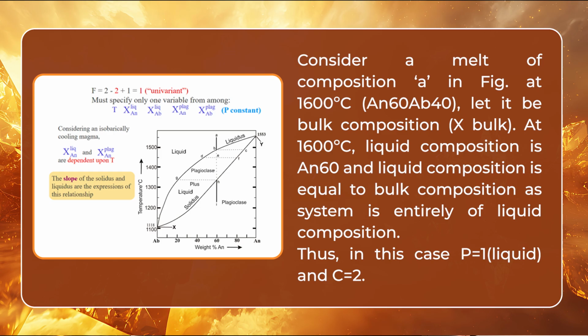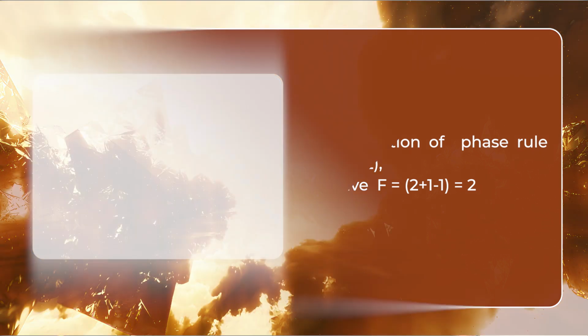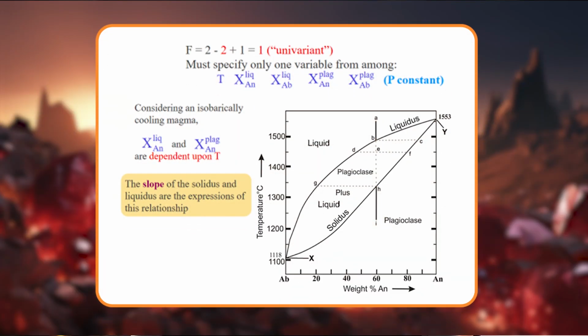Thus, in this case, P equals 1, liquid, and C equals 2. Application of the phase rule, F equals C minus P plus 2, we have F equals 2 minus 1 plus 2, equals 3. Let us see this diagram again. F equals 2 minus 2 plus 1 equals 1, that is univariant. Must specify only one variable from among.